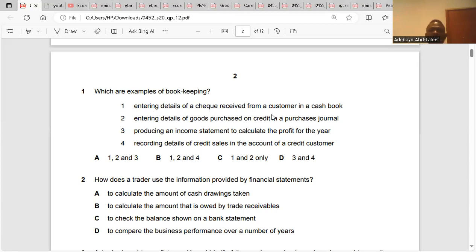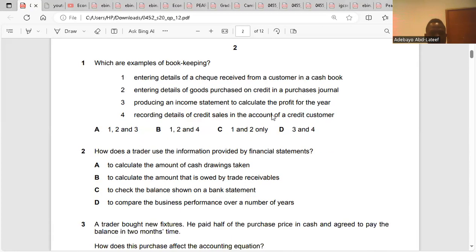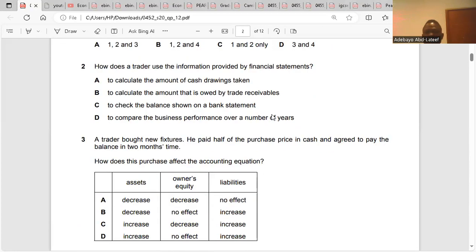Then 4, recording details of credit sales in the account of the credit customer. That's also bookkeeping. So the answer is 1, 2, and 4. So it's B. Question 2. How does the trader use the information provided by a financial statement? What do we use a financial statement for?